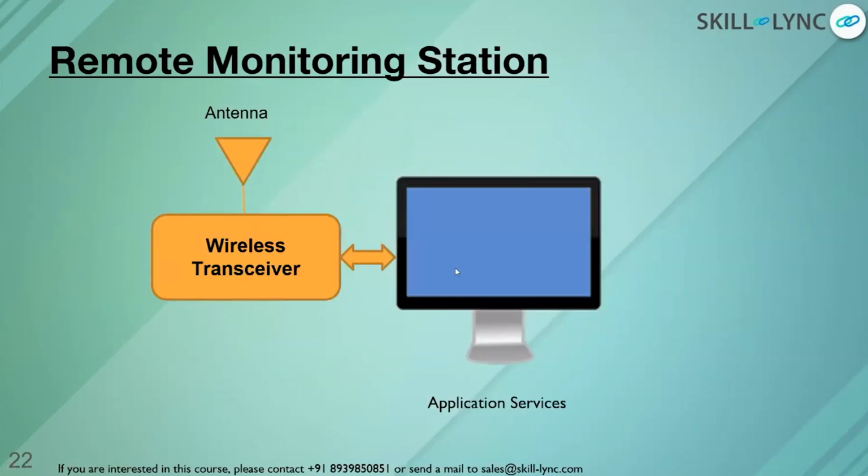Now, from the sensor node, the data will be sent to the sync node. After the sync node, the data is sent to the remote station. Yes, clear, right? So what will happen now in the remote station? In the remote monitoring station, the data will be collected either wired or wirelessly. The data will be collected and analysis will be performed in the station.